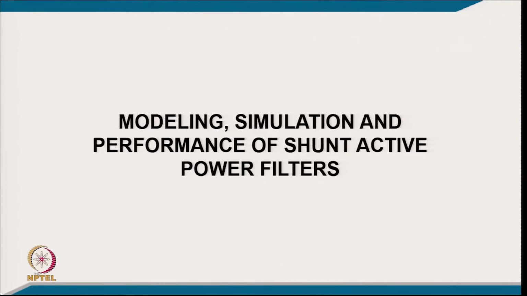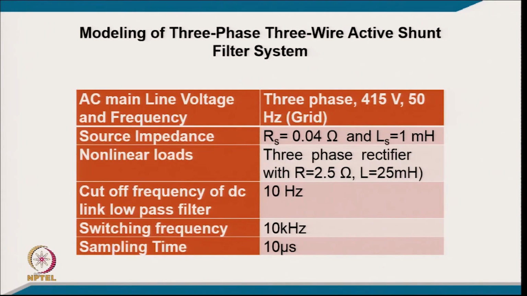So, coming now to modeling, simulation and performance of the shunt active power filter. Well, for the modeling we take the data of the system: 415 volt and 50 hertz system with a source impedance of resistance 0.04 and inductance 1 millihenry, and a 3-phase rectifier with R 2.5 ohm and L 25 millihenry, that is the nonlinear load we can say. The cutoff frequency of the DC low pass filter we take as 10 hertz, the switching frequency as 10 kilohertz, and the sampling period as 10 microsecond.